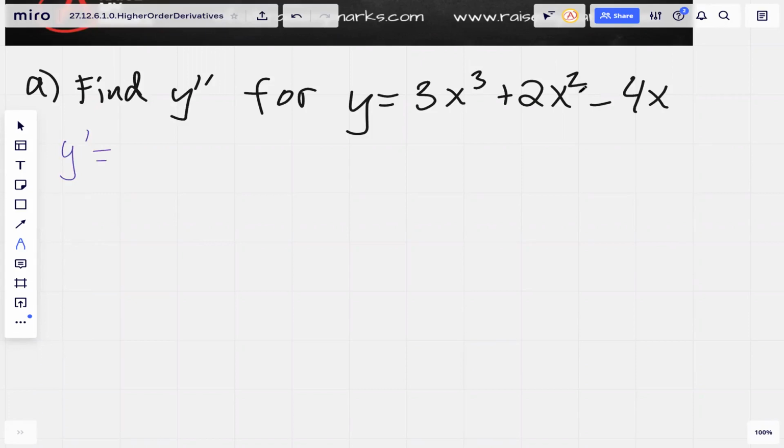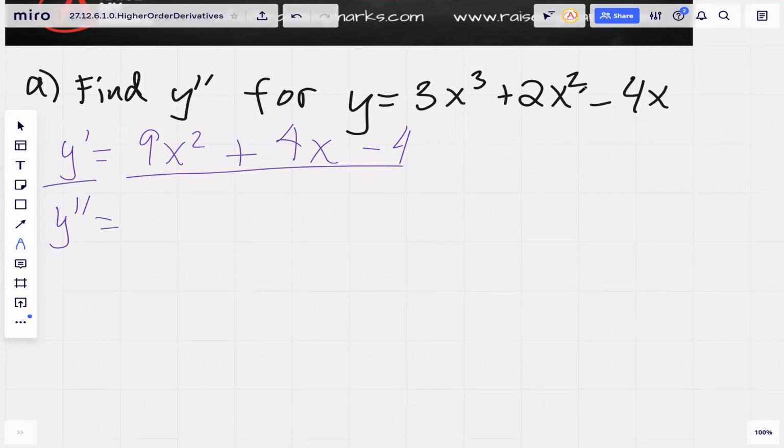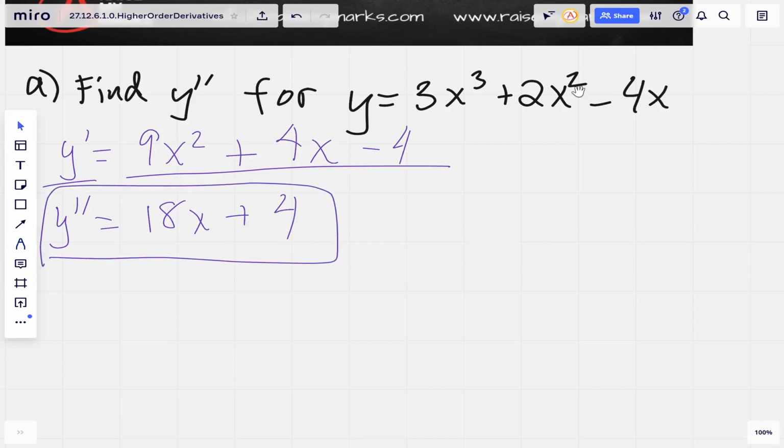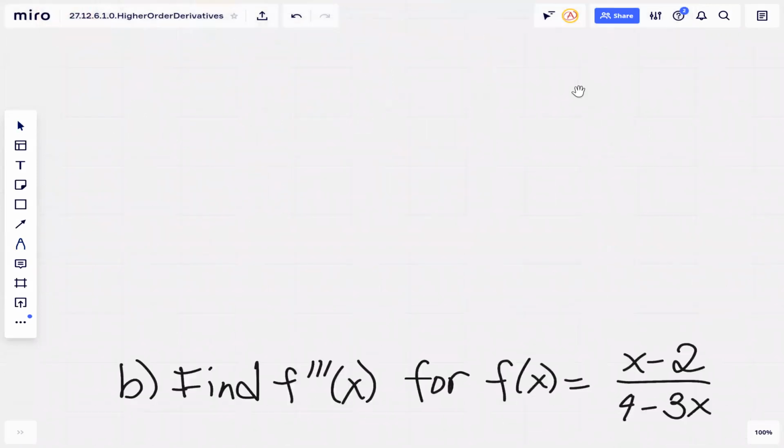Okay, so what do we have? We have 9x squared plus 4x minus 4. That's our first derivative. The second derivative is the derivative of y prime. So now we're going to look at this function, 9x squared plus 4x minus 4, and take the derivative of that. And what do we get? We get 18x plus 4. So this is our second derivative. Let's see what we have next.